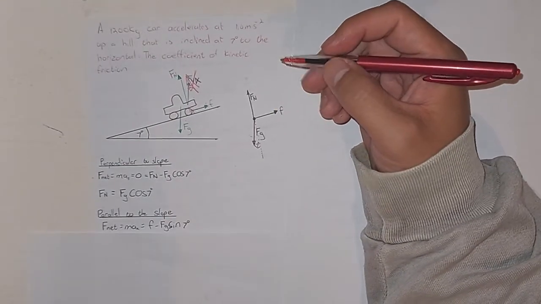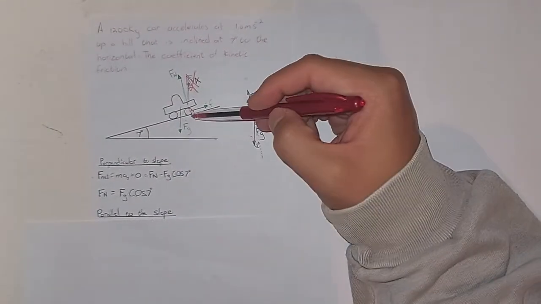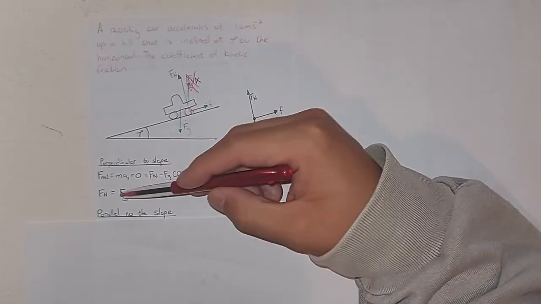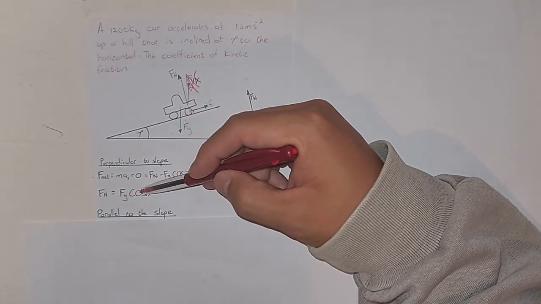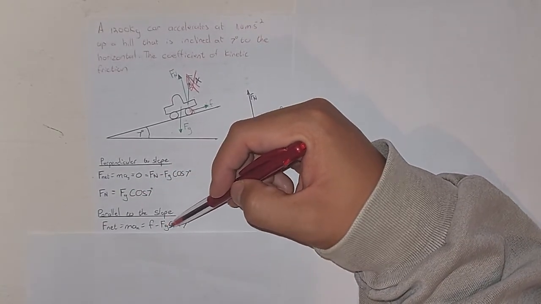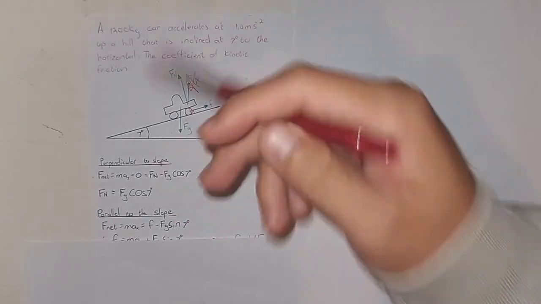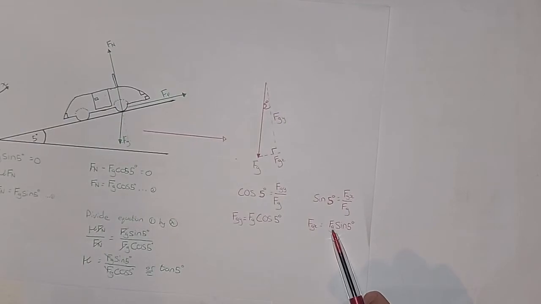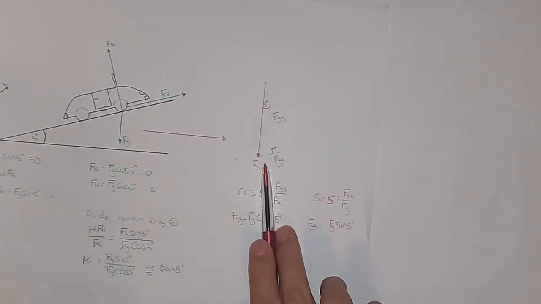Okay. Now I'm going to calculate my parallel, which is going to go in this way. So now we know it's not going to be Fg cos 7, it should be Fg sin 7 now. Why? You can see over here, Fg sin 7, because we're looking at my parallel, which is this one here.